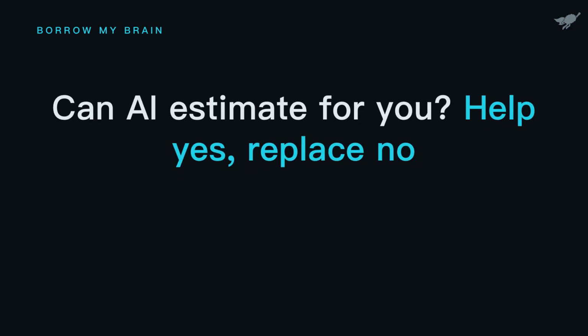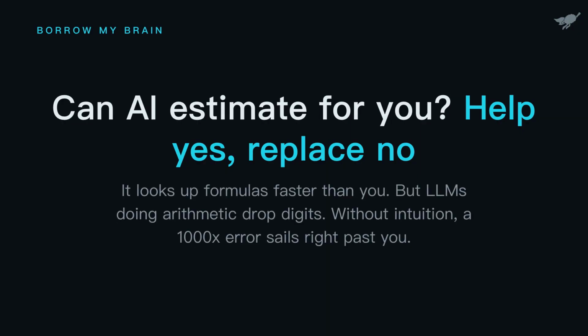So, can AI do the estimating for you? Helping, yes. Replacing, no. Looking up formulas or recalling memory bandwidth specs, it does that faster than you can flip open the docs. But a large model doing its own arithmetic will put digits in the wrong places. Every number it hands you, you verify with your own order of magnitude intuition. Without that intuition, it can be off by a factor of 1,000, and you'll nod along and say looks great.